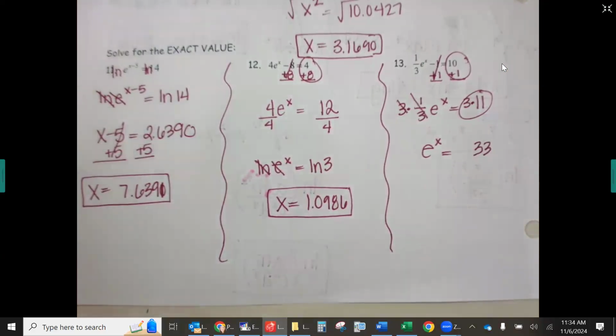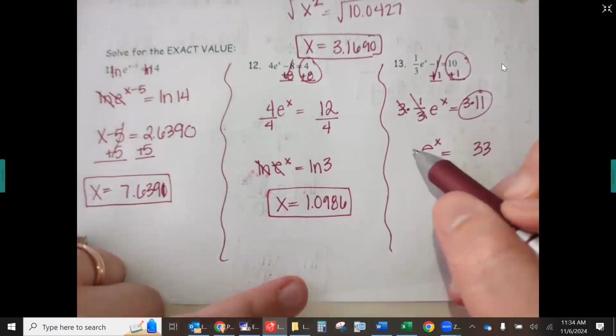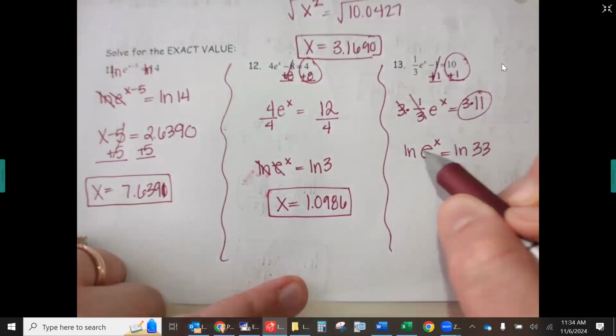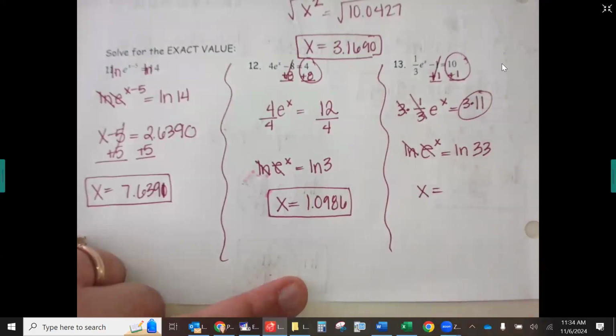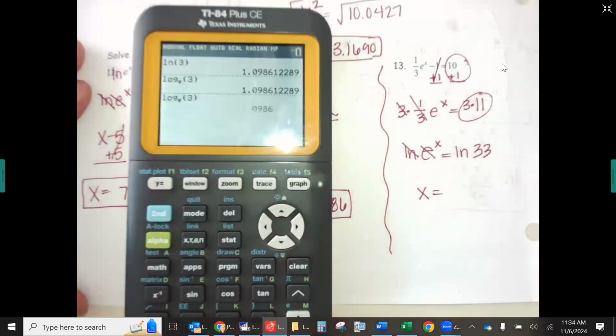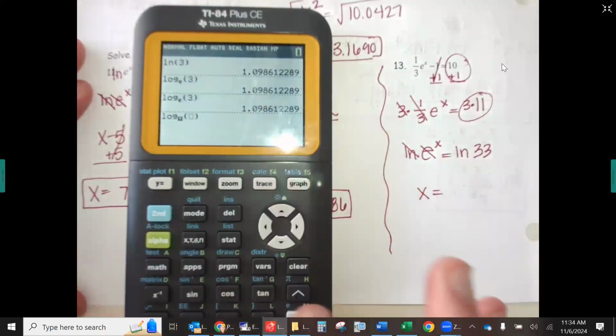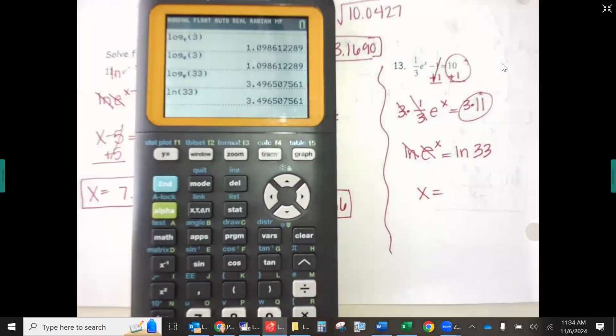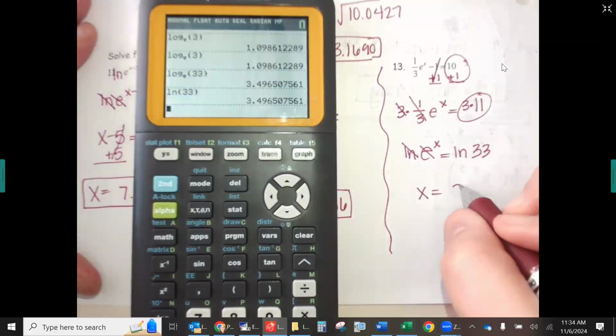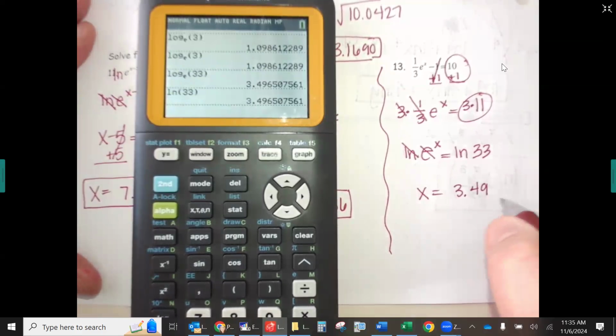And then remember, to get rid of a big E, you're going to log little e or use the ln shortcut, but we know that they're the same. So I'm going to ln and ln. Okay. So from here, you could either do alpha window 5, put an E as your little number, and then have 33, or you can use the ln shortcut, which is obviously much faster. And that would be your answer right there. That's 3.496.